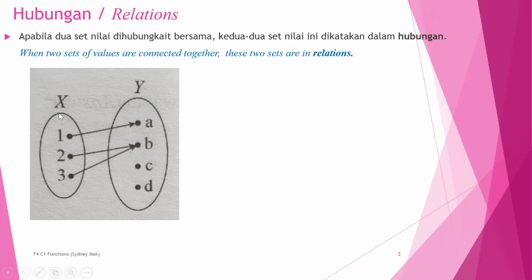Okay, so the first group is called X. The second group, we always call it Y. In science we say the first group is the manipulating variable, and Y, the second group that corresponds, is the responding variable. So this is MV, this is RV. But that one is in the terminology of science.